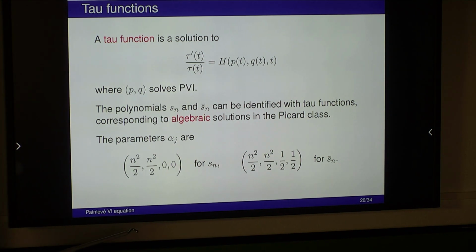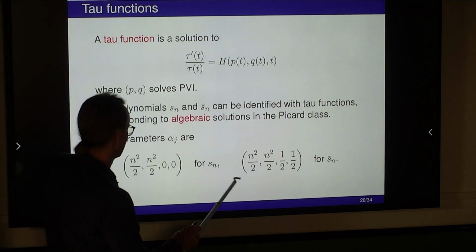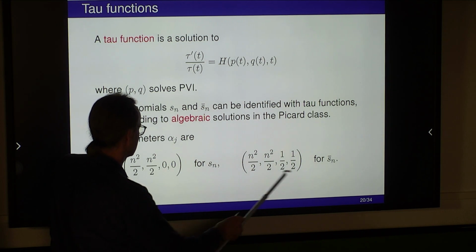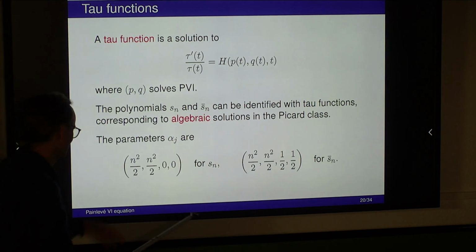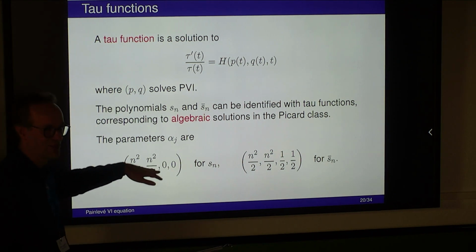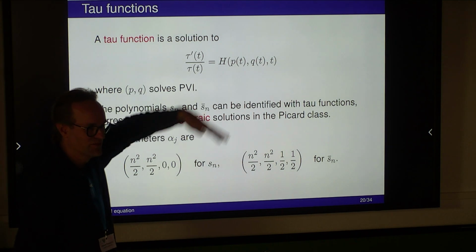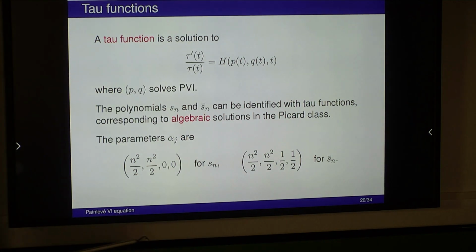And I will come back to talk a bit more about parameters at the end, but I just mentioned that here I have done the parameters that correspond to these S and S bar. So you have started from the Picard class, but then in two directions, you apply some Bäcklund transformation and move further and further away from where you started.